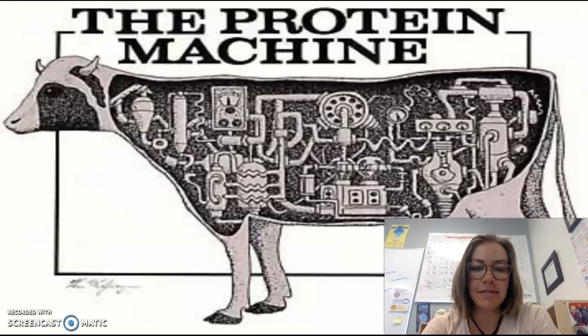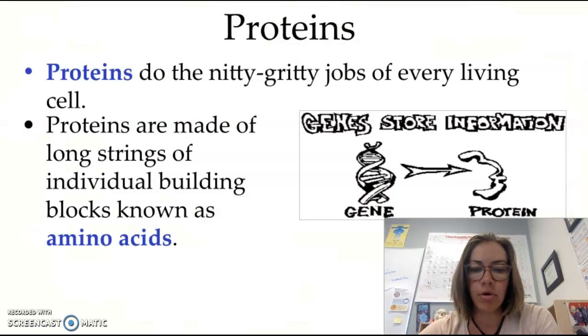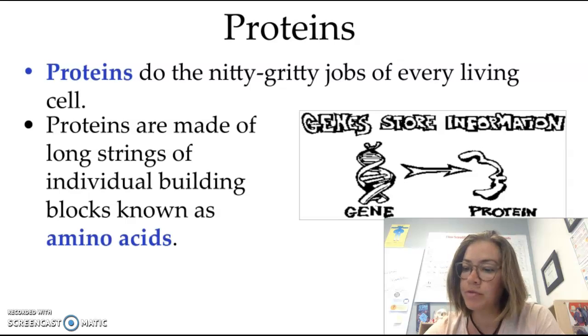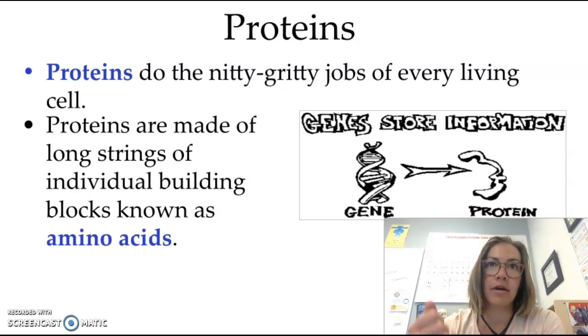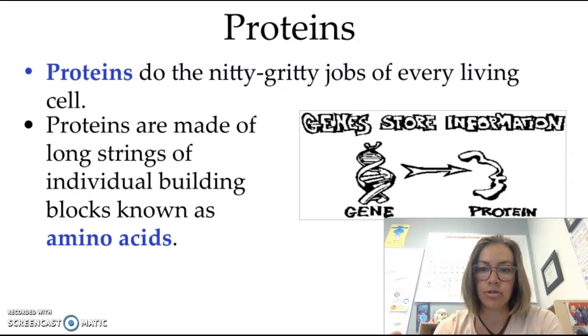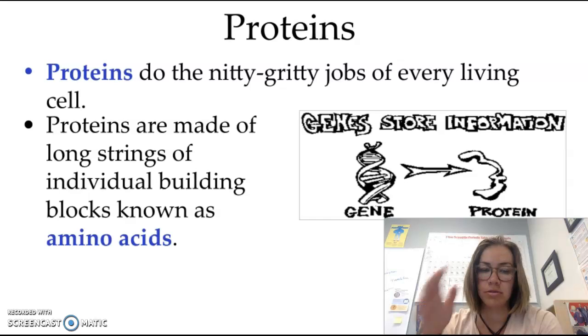All right, guys, so we've been investigating proteins and we've done a lot to get our minds around what proteins are, but let's go into a little bit more depth now. As we've discussed before, proteins basically do the nitty gritty jobs of every living cell. We know that they're made up of long strings of individual building blocks known as amino acids. And as we've already identified, genes in our DNA, remember DNA found in the nucleus, are what code for the proteins and their structure. So you have your genes, then you have transcription, translation.